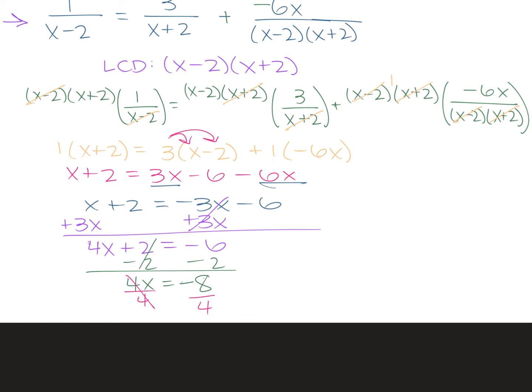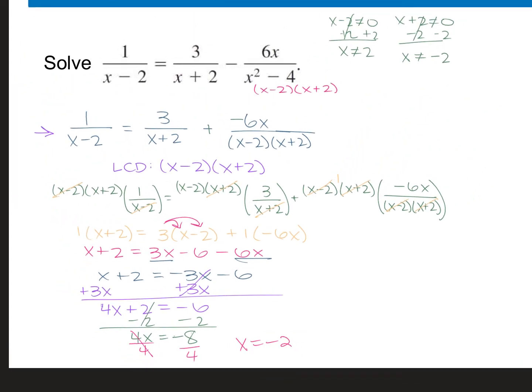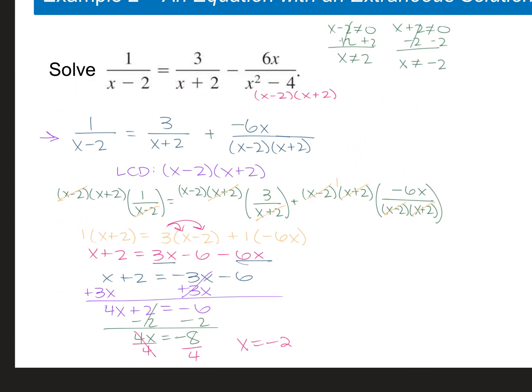So these cancel out, and that leaves you with x is equal to negative 2. If you look back from the very beginning, what we did is we found what x couldn't equal. This is what x can't equal. So this is not a solution. This is called an extraneous solution. So our answer for this one is just no solution.